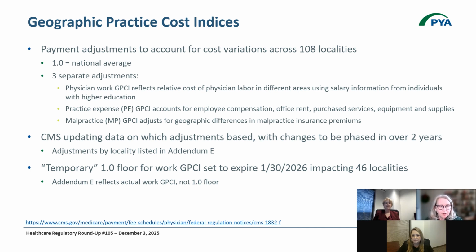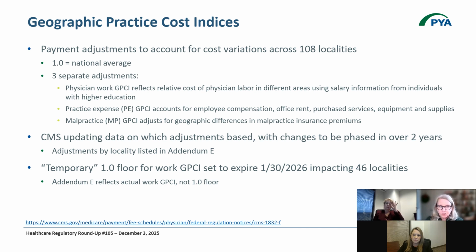Finally, of note, when it comes to the conversion factor, we also pay attention to the geographic practice cost indices, or the GPCIs, as they are frequently known. These are payment adjustments that are made to account for cost variations across 108 specified locations. So if 1 is the national average, that's where we get the national payment rate, that CMS makes 3 separate adjustments to determine the rate that applies in each of those 108 localities. There's a physician work GPCI, a practice expense GPCI, and a malpractice GPCI. And again, all those are adjusting for geographic differences.